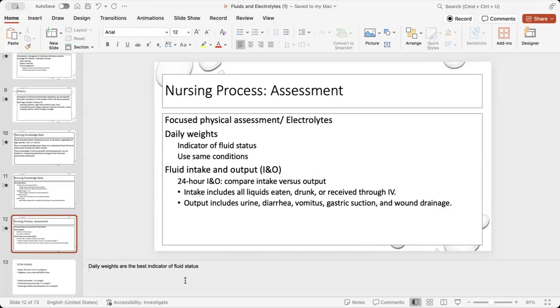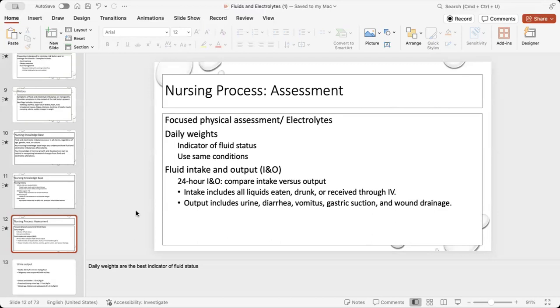So your weight is going to be your best indicator. You might have to do I's and O's on your client, 24-hour I's and O's. Look at what's intake and what's out. We talked about that. Think about what is considered input: any foods, some foods are higher in water, drinking fluid, or fluids they take through an IV. And output: wounds, gastric suctioning, vomiting, diarrhea, urine, that would all be considered.